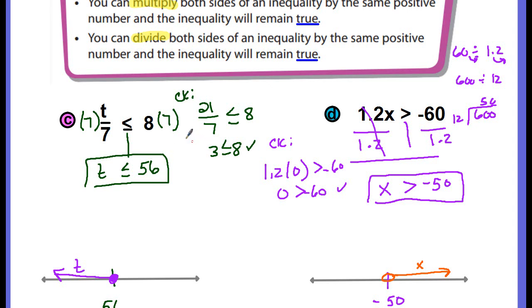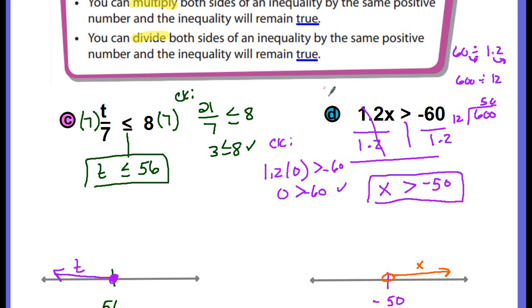And then check your answer. Again, we're going to replace t with some value that is less than 56. Since we're dividing by 7 in the original inequality, I want to replace it with a multiple of 7. So I just chose 21. And 21 divided by 7 was 3, and yes, that is less than or equal to 8. And this is what your solution graph should look like.